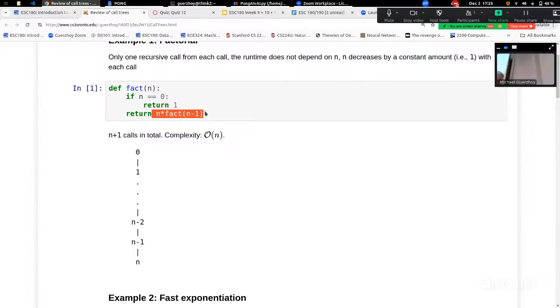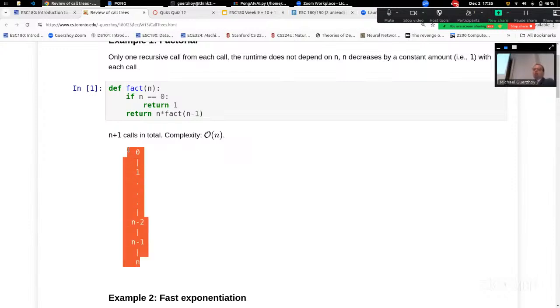How do you know how many calls there were? Well, we start with factorial of n, and then we call factorial of n minus 1, and so on, up to factorial of 0. How many calls is that in total? n plus 1, because 0 to n is n plus 1 calls. So if every call takes the same amount of time, then the runtime is going to be proportional to n. Make sense?